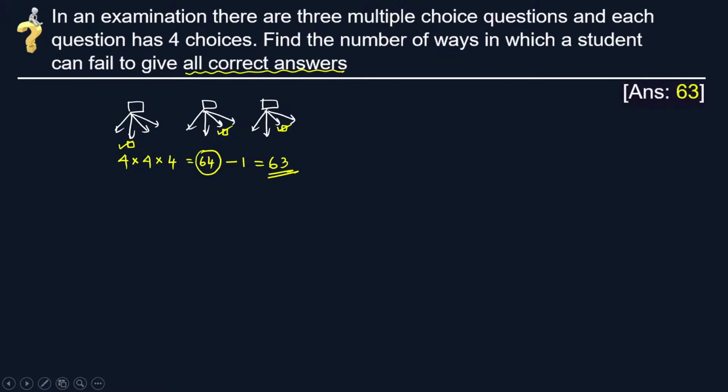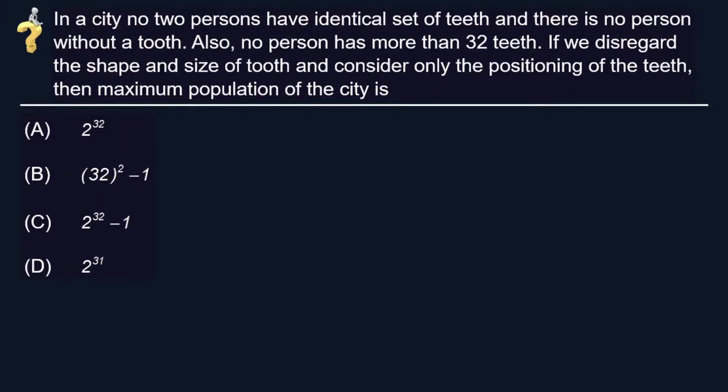Answer is 63. In this question they have said, in a city no 2 persons have identical set of teeth, and there is no person without a tooth. Also, no person has more than 32 teeth. If we disregard the shape and size of teeth, and consider only the positioning of the teeth, then find the maximum population of the city. This is the question.